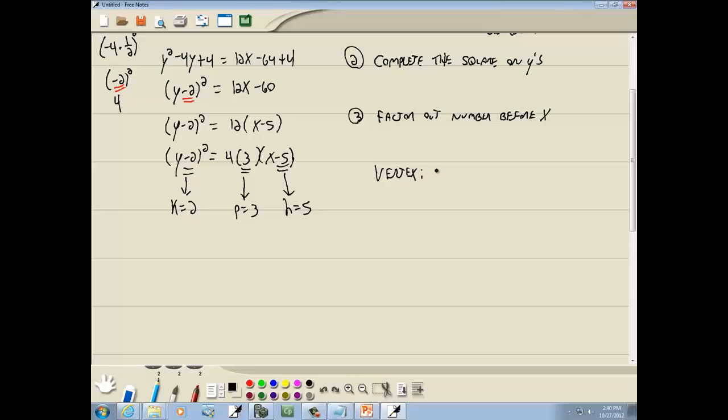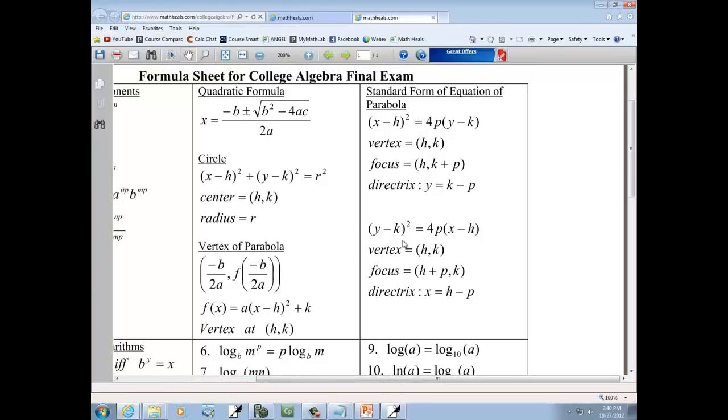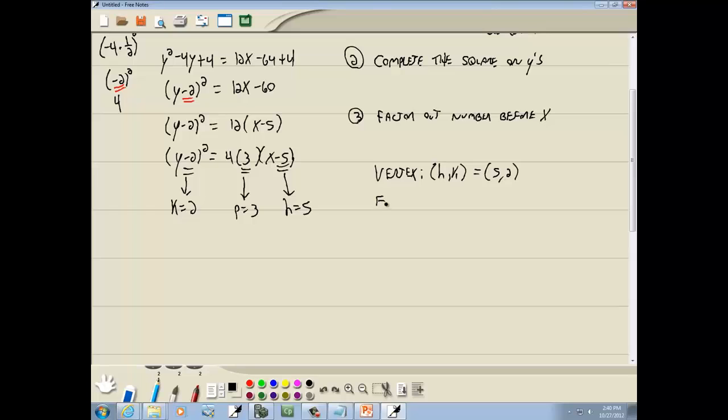Now our vertex is always h, k, it doesn't matter which form it is. So we got 5, 2. Now the square root is on the y. Square root is on the y is the bottom formula. So our focus is h plus p, k. Well, h is 5 plus p, which is 3, comma k, which is 2. So this will give us 8, 2.